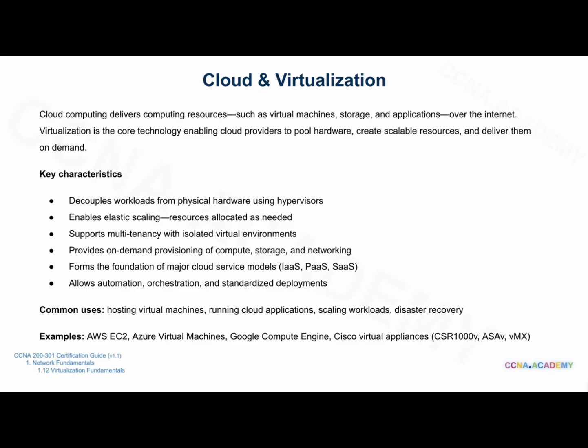Cloud computing relies heavily on virtualization. Cloud providers pool vast amounts of compute, storage, and networking resources and use virtualization to carve them up into on-demand services. This makes cloud environments scalable, automated, and highly resilient. When you spin up a VM on AWS, Azure, or Google Cloud, virtualization is working behind the scenes to allocate resources, isolate workloads, and ensure high availability. Virtualization is essentially the engine that powers the cloud.